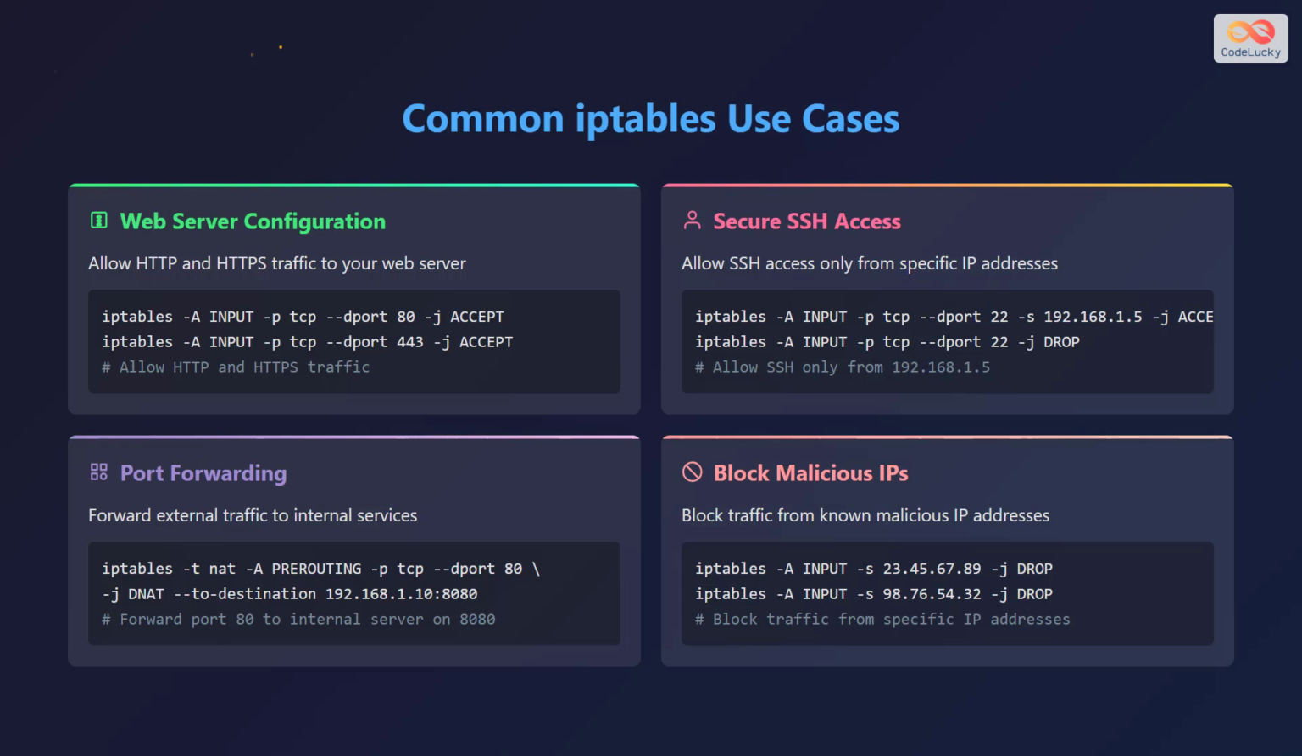Finally, to block malicious IPs, block traffic from known malicious IP addresses with the commands iptables -A INPUT -s 23.45.67.89 -j DROP, and iptables -A INPUT -s 98.76.54.32 -j DROP, which blocks traffic from specific IP addresses.